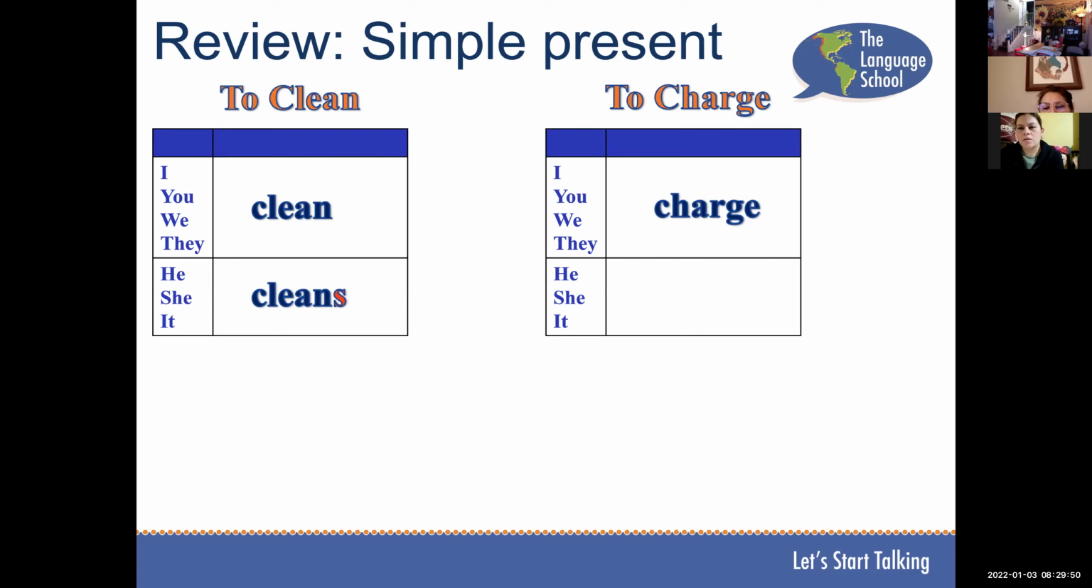Intenta de nuevo. I charge, you charge, we charge, they charge. Ahí está. He charges. Ahora se agrega otro sílabo. Charges. Yes, charges. Ahí está. He charges, she charges, it charges.